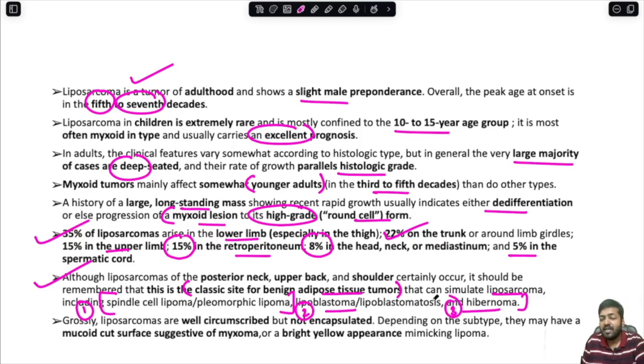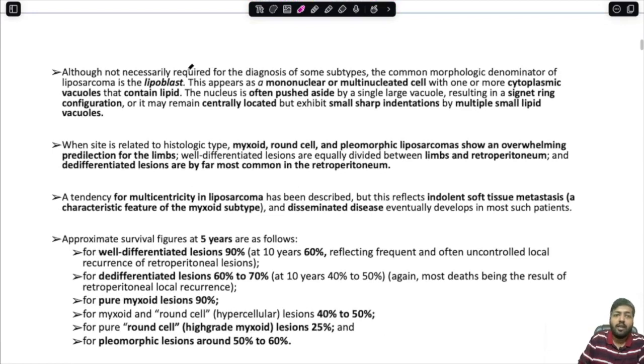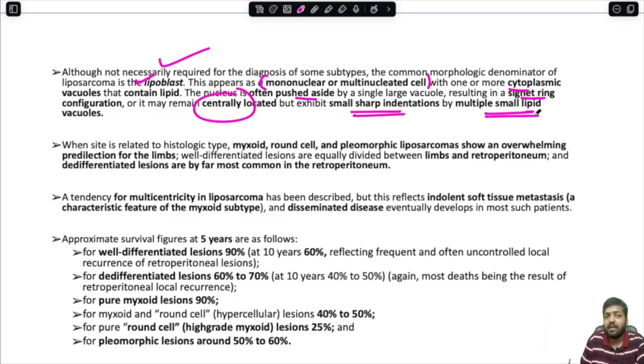and hibernoma. Grossly, the liposarcomas are well circumscribed but not encapsulated. Depending on the subtype, they may have a mucoid cut surface suggestive of myxoma and a bright yellow appearance mimicking lipoma. So, although not necessarily required for the diagnosis of some subtypes, the common morphological denominator of liposarcoma is the presence of lipoblasts. This appears as a mononuclear or multinucleated cell with one or more cytoplasmic vacuoles that contain lipid. The nucleus is often pushed aside by a single large vacuole, resulting in a signet ring configuration, or it may remain centrally located but exhibit small sharp indentations by multiple small lipid vacuoles.